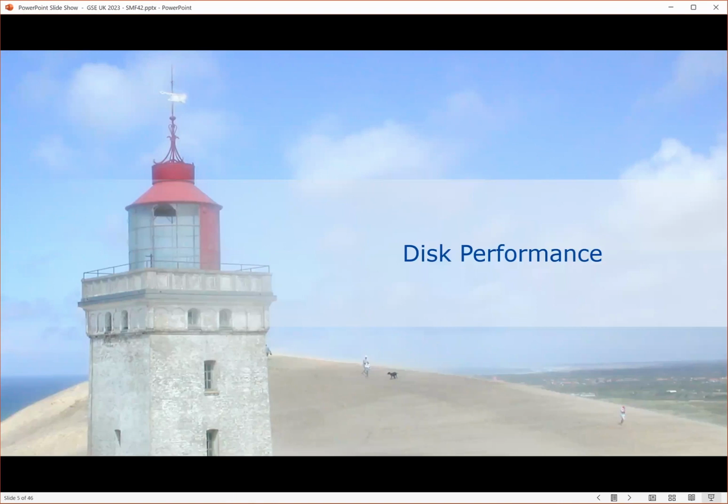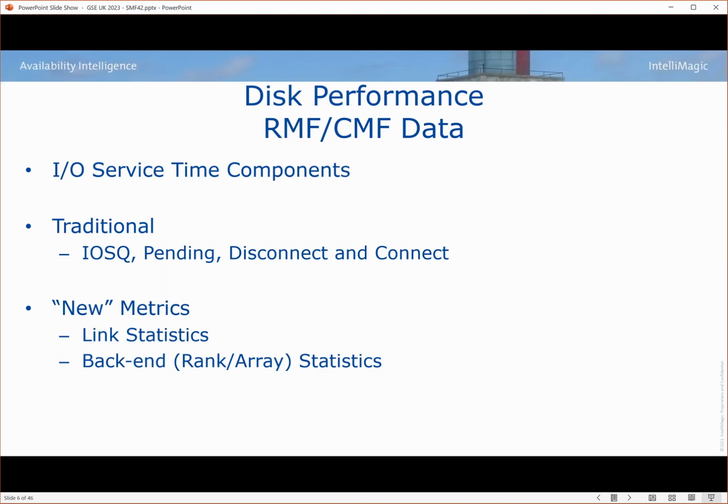So let's look at what I've termed disk performance. And I'm looking at data collected by RMF or by CMF. So I'd like to look initially at what I've termed the IO service time components, the traditional things we've been looking at that hopefully we all know about. And then I'd like to look at what RMF and CMF provide in, I've labeled it new metrics. New is not really that new. It's been around for quite a while, but there are some customers who still don't gather this information. And I'd like to just show you that it is interesting information that we should be looking at.